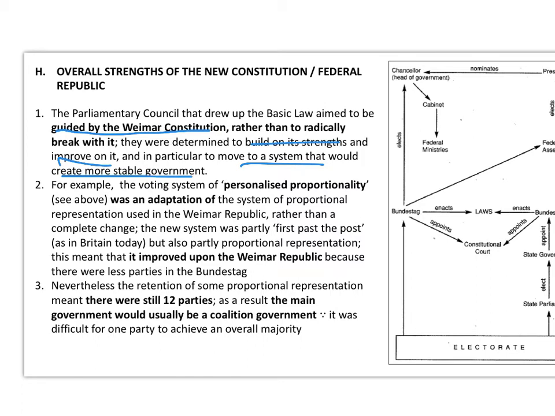So some of those key features we've looked at: the voting system of personalised proportionality was an adaptation of the Weimar proportional representation system. It didn't bin it, it took the proportional representation and strengthened it, made it better. Okay, it was partly proportional representation, but it improved upon it. That's just an example. Nevertheless, the retention of some proportional representation meant there were still 12 parties, and as a result the main government would usually be a coalition government. But unlike the Weimar Republic, the coalition governments in West Germany worked.